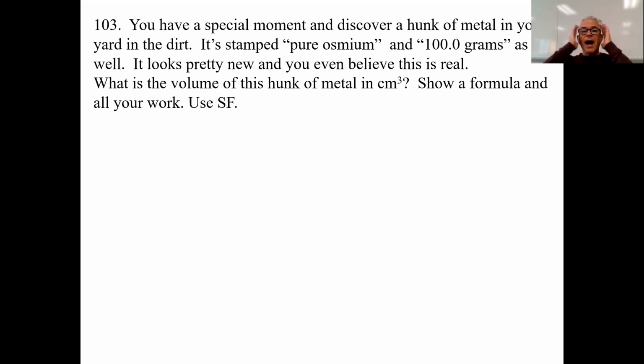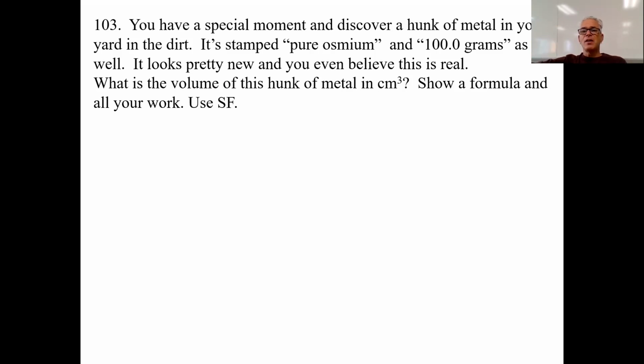All right. I like writing questions like this because otherwise you wouldn't believe it. You have a special moment and discover a hunk of metal in your backyard in the dirt. And it's stamped pure osmium. Osmium is an element on the periodic table, right? OS. It happens to be the densest element. So if you happen to hold a chunk of osmium, equal chunks of any other element in the universe would not have as much mass. Osmium is dense, it's heavy.